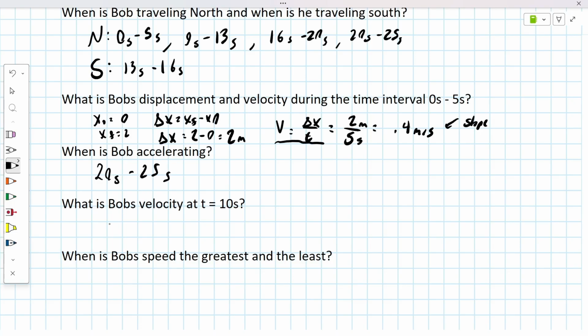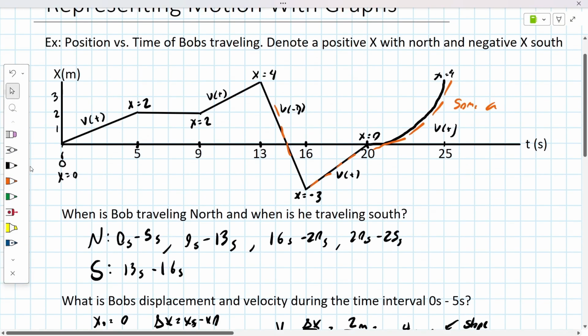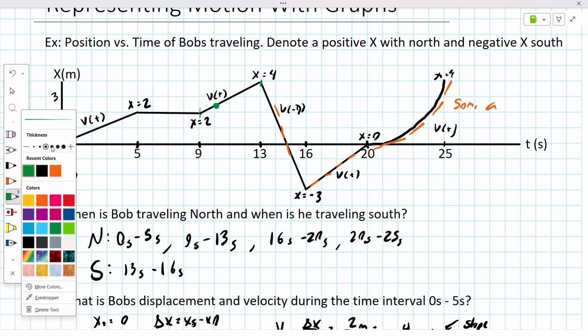So we want to know, okay, another question. What is Bob's velocity at time equals 10 seconds? So let's look back here. At 10 seconds is right around here. What is the velocity? Well, it's hard to just find the velocity at this exact point, right? Because we need to find initial and final position. But since we know the velocity is the same throughout this whole interval, we can use these points to find what the velocity is.